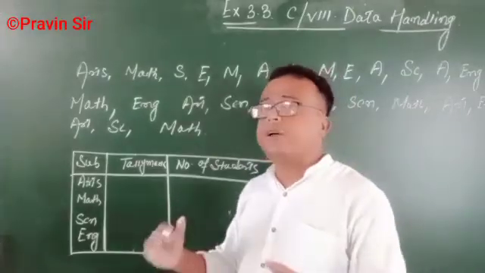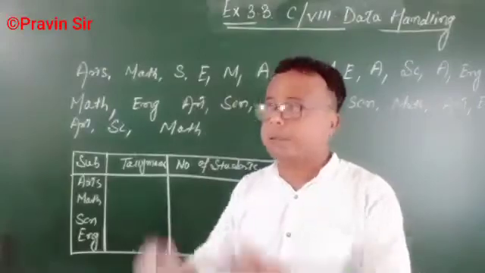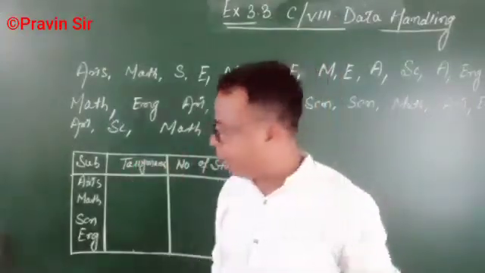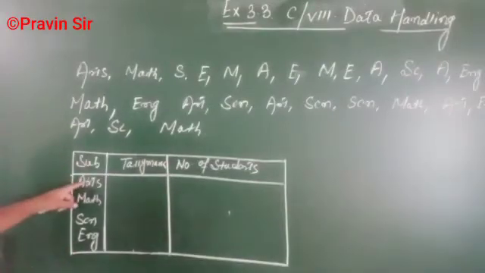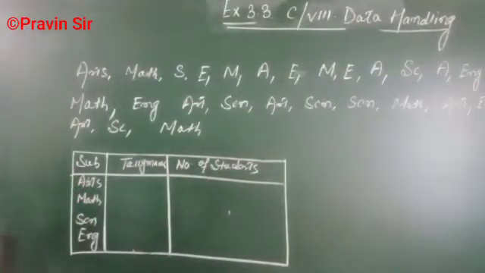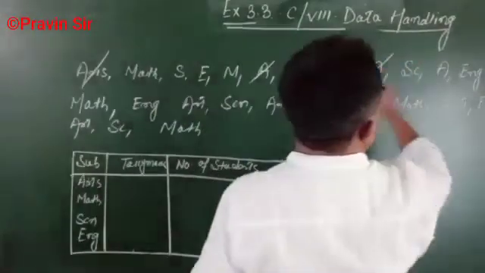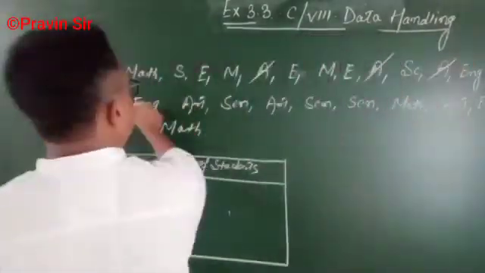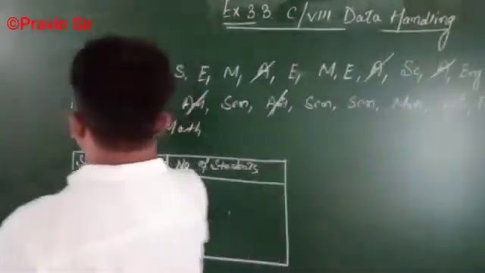Now I have to represent these data in a tabular form so that it looks beautiful and people can understand it very easily. So for that I have made this table. Here the subjects are arts, maths, science, English, and the tally marks and number of students. Let us see how many students like arts. 1, 2, 3, 4, 5, 6, 7, 8.